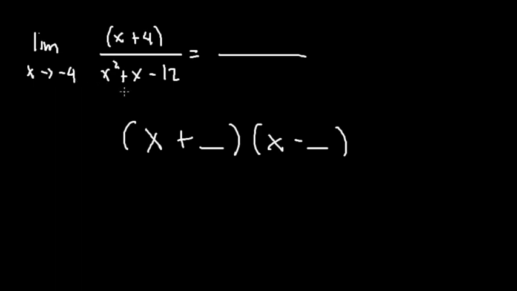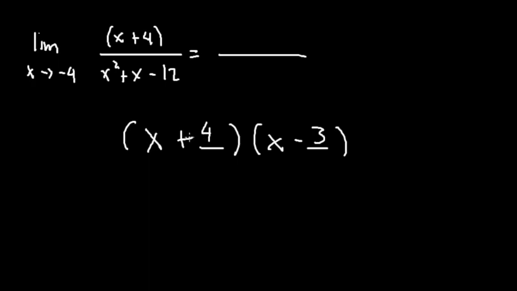Now, we need to think of a number that when added together will equal the coefficient of x, which is 1. Ay, mali. We need to think of numbers that when added together give 1, and when multiplied together give negative 12. Now, if we think, it will just give 4 tapos negative 3.